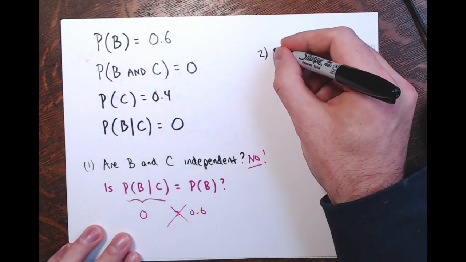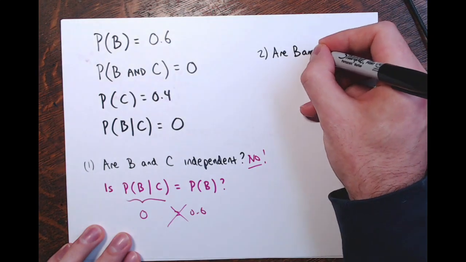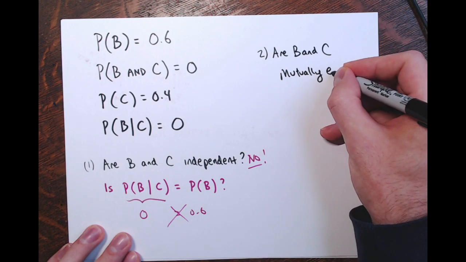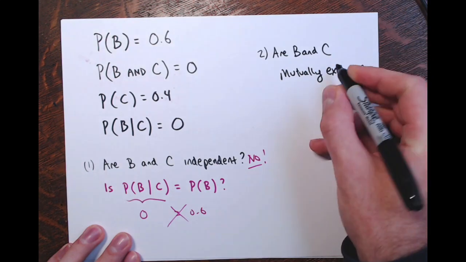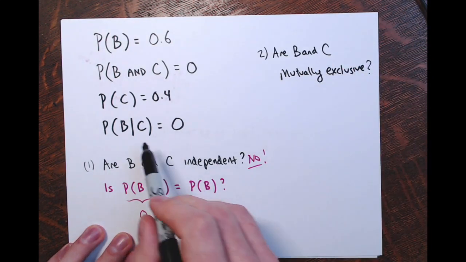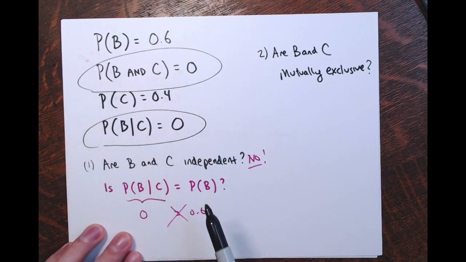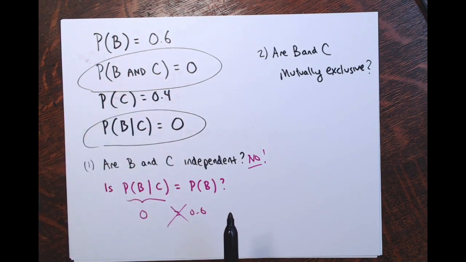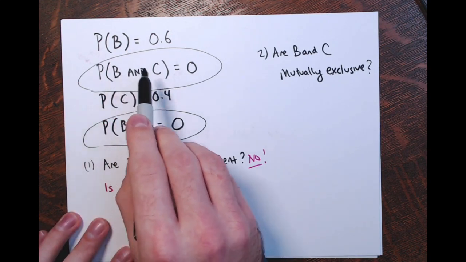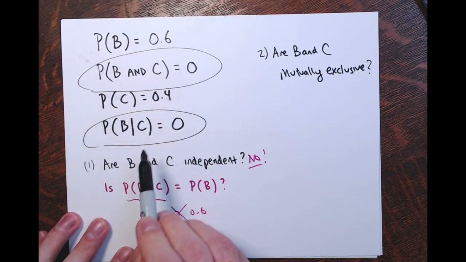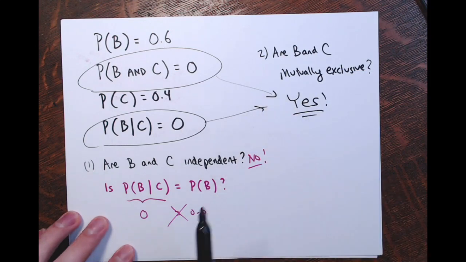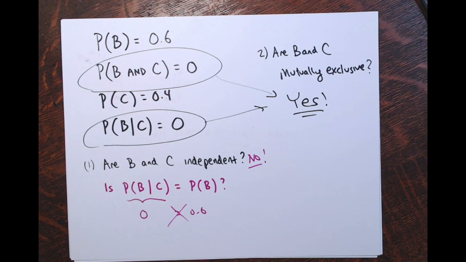And then the second part: are B and C mutually exclusive? Well, we already see this part here. Both of these are telling me that B and C have no common outcomes. They cannot happen at the same time. The probability of B and C is 0. The probability of B given C is 0. So because of these, the answer is yes. The two events are mutually exclusive. They do not share an outcome.